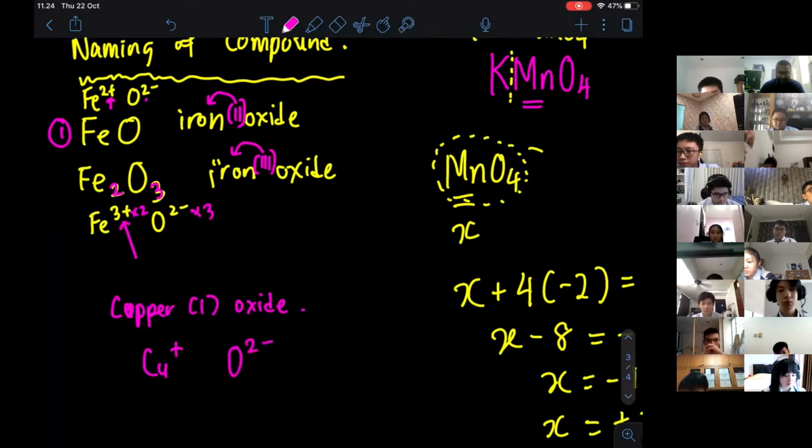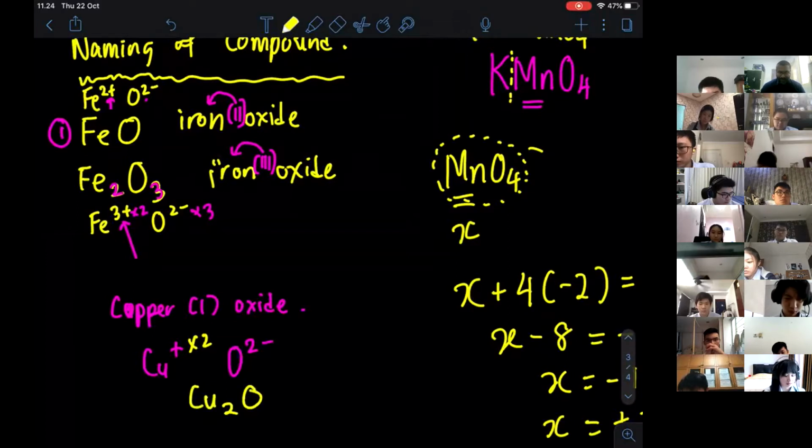Oxide is always 2 minus. So if I want to write copper 1 oxide, what I need to do is I need to times this by 2 to get +2. The charges are okay. So you will get Cu2O. This is copper 1 oxide.